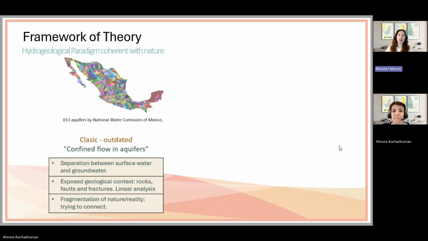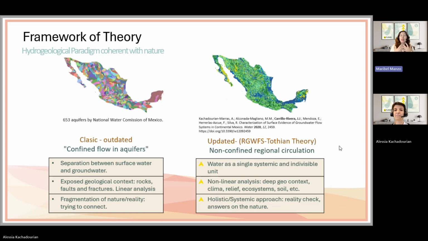Well, I am a geological engineer, and during my studies, I learned about traditional hydrology. In this approach, groundwater is considered to exist in confined aquifers, seen as separate units. Surface water and groundwater are also treated as two different systems. This approach was useful in the past, but it doesn't fully explain how water moves in nature. With the Tothian theory, we see water as a single system and indivisible unit. And for me, this is a big change. Before, I saw water as many separate aquifers, and now I see it as one system with no real boundaries.